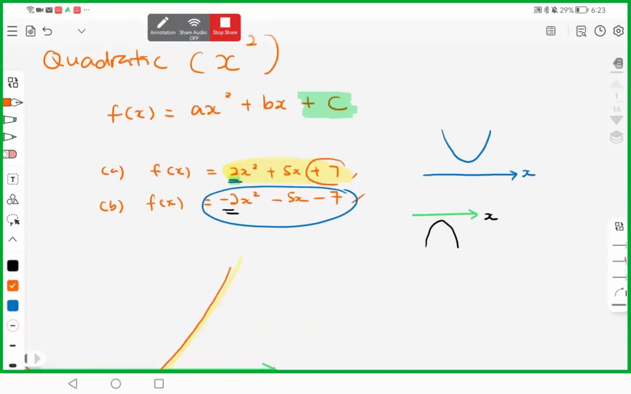So if it's positive 7, meaning the y-axis will cut the curved line at positive 7. The second example, question B, because the value of c is negative 7, hence the curved line will pass through or cut the y-axis at negative 7.